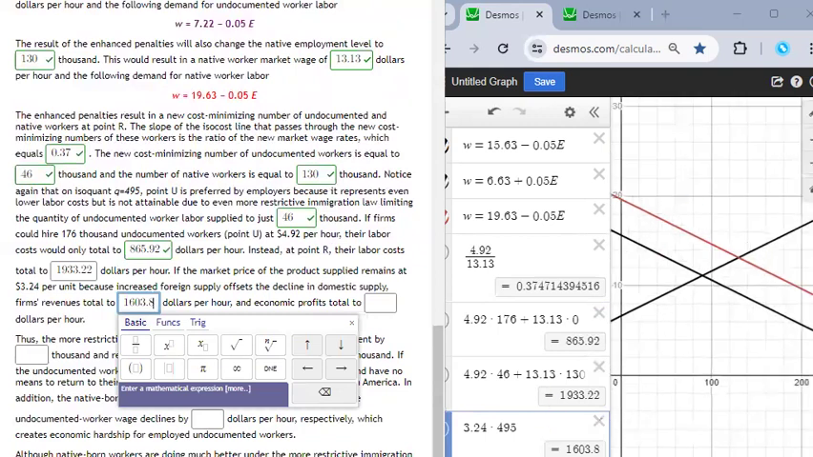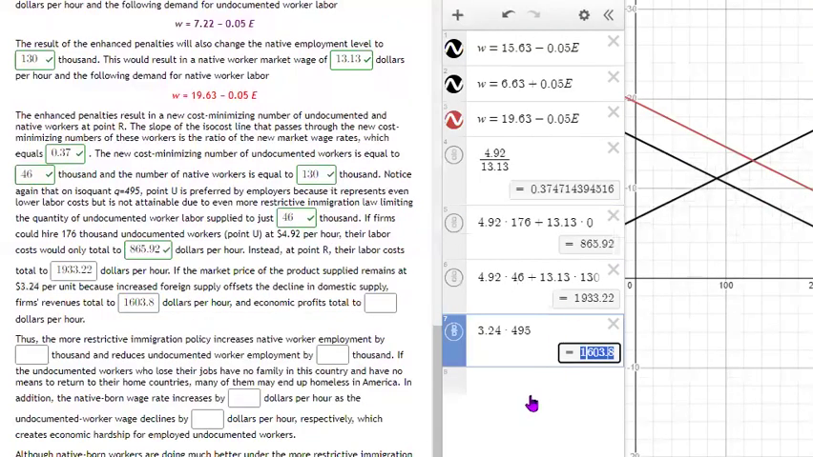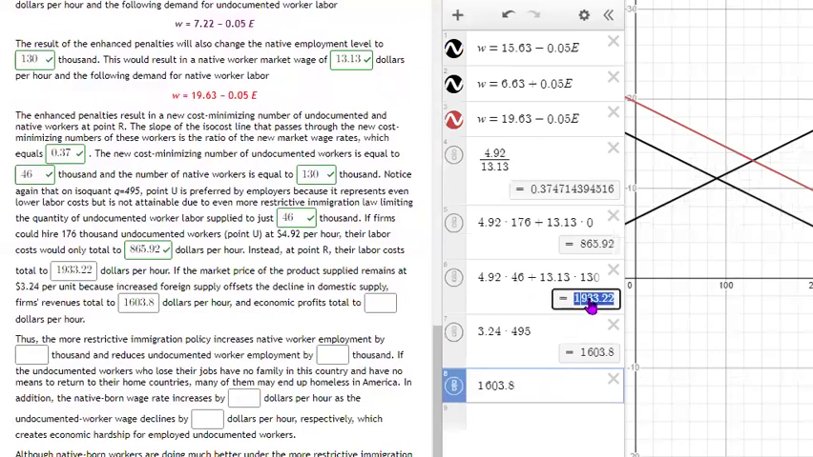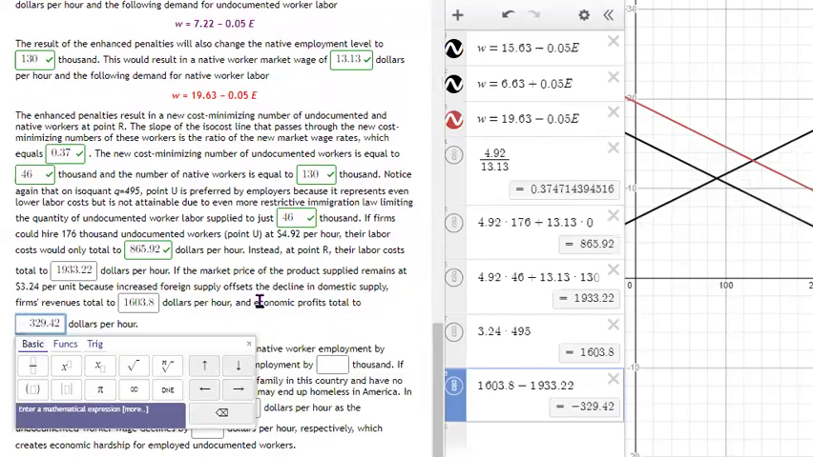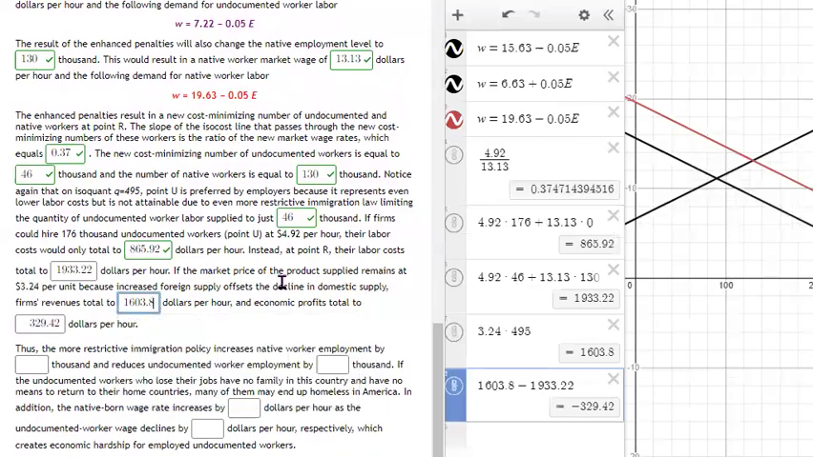At this now higher cost level, right? What are the economic profits? Well, they're actually economic losses. The economic loss is 329.42, right? So we have a negative economic profit, right? Negative economic profit.